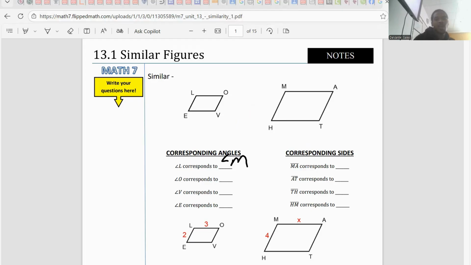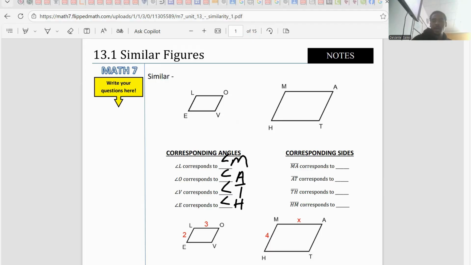All right, what about angle O? Angle V. And then angle E. All right, good people, that is like the ugliest H I've ever written. Let's try it again.